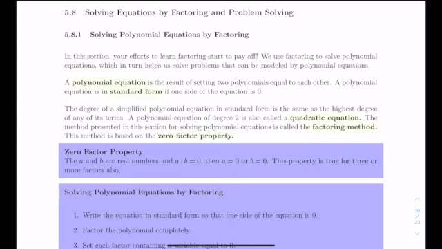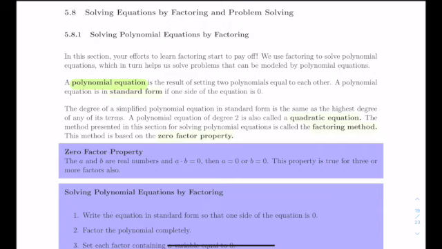In section 5.8, we are solving equations by factoring and problem solving. So the reason why we had you learn factoring is so that you can solve polynomial equations, which in turn helps us solve problems that can be modeled by polynomial equations. Now, a polynomial equation is the result of setting two polynomials equal to each other.